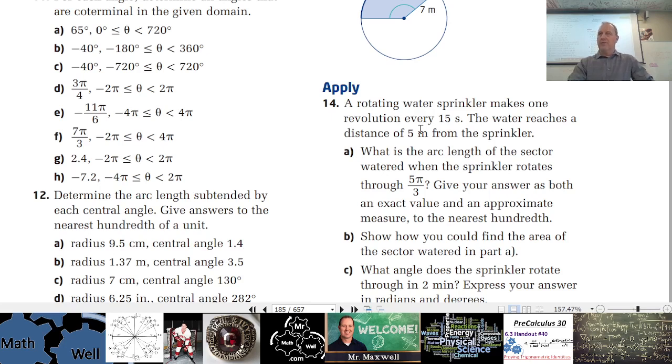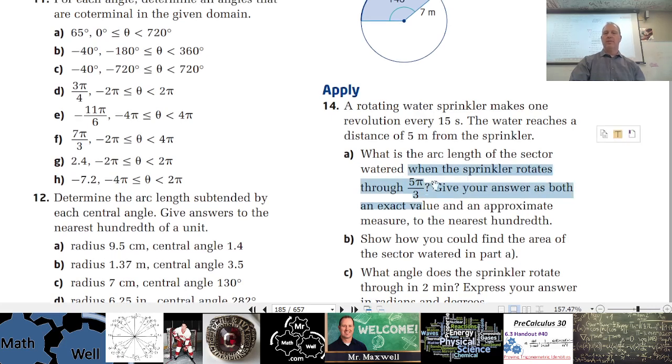So 2 pi over 15, 2 pi radians per 15 seconds, 2 pi divided by 15. What is the arc length of the sector watered when the sprinkler rotates? 5 pi over 3. So you could sketch that out on the circle. It looks something like this. Sketch out a section. And then what's the formula? A equals theta r. So the arc length equals theta, this one, times the radius, 5. Easy.